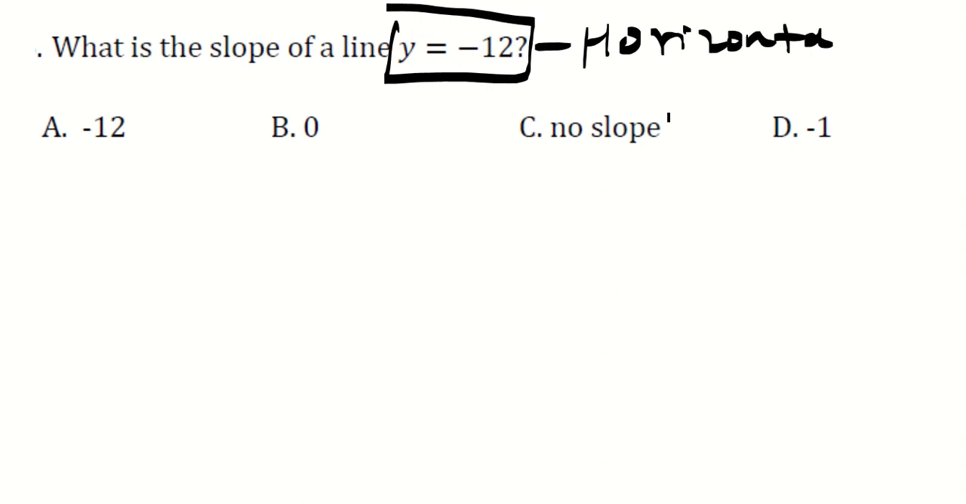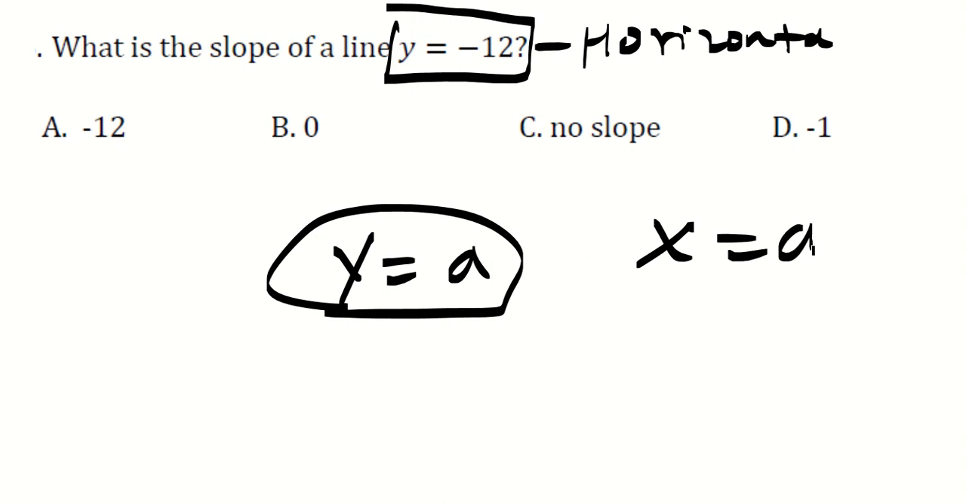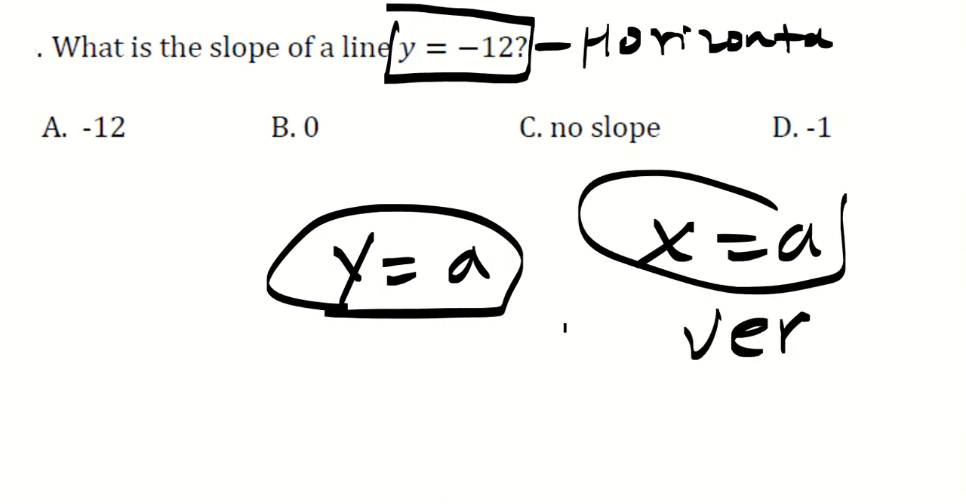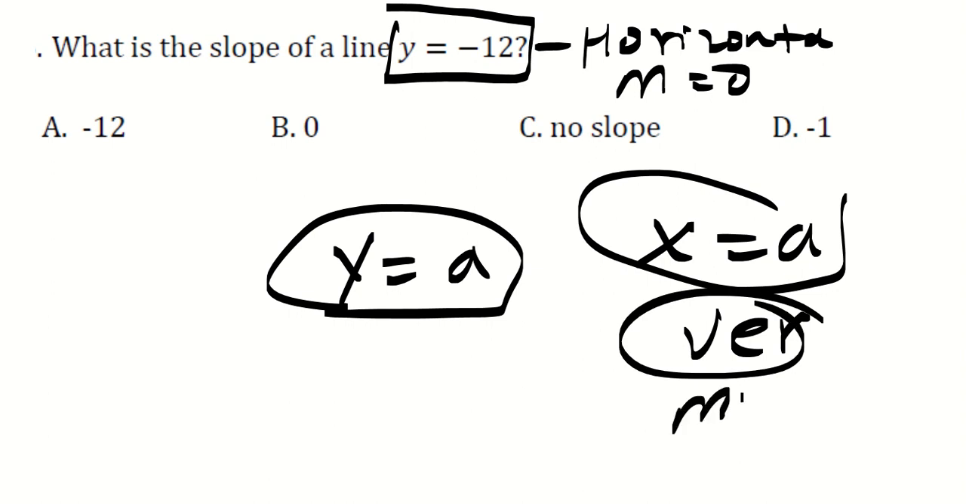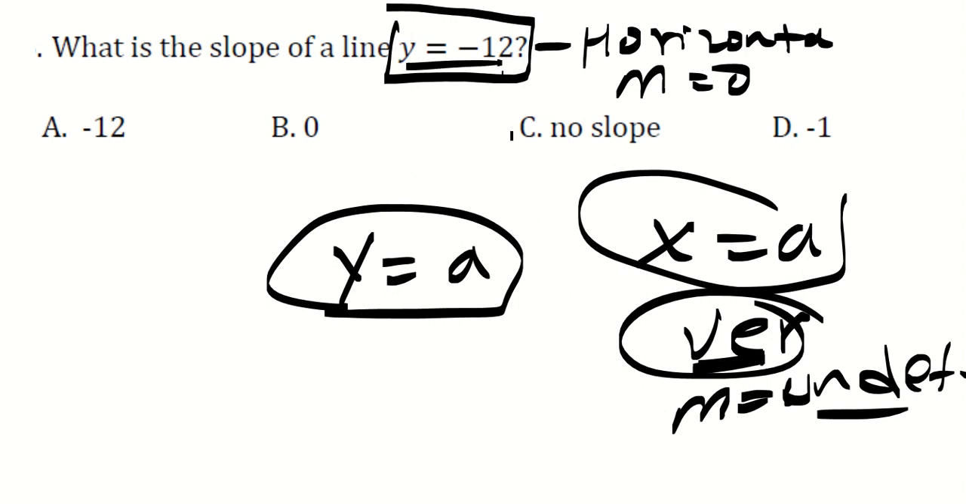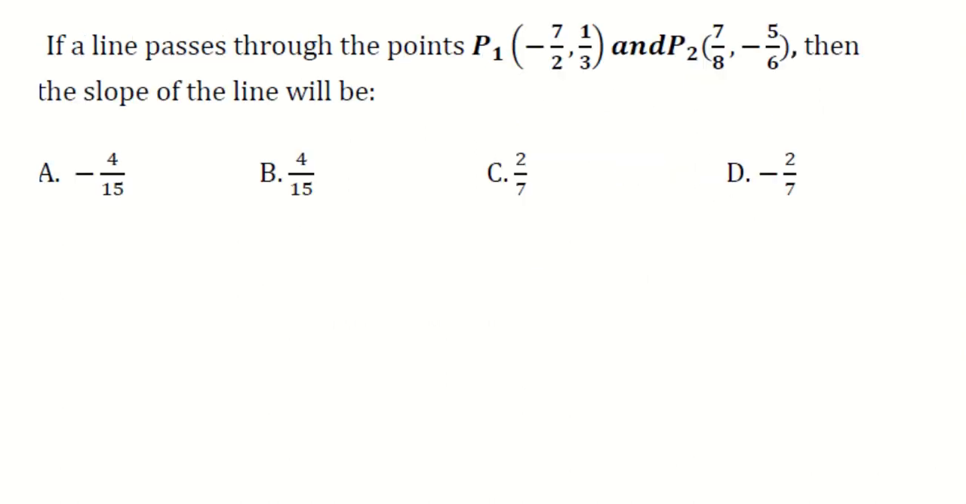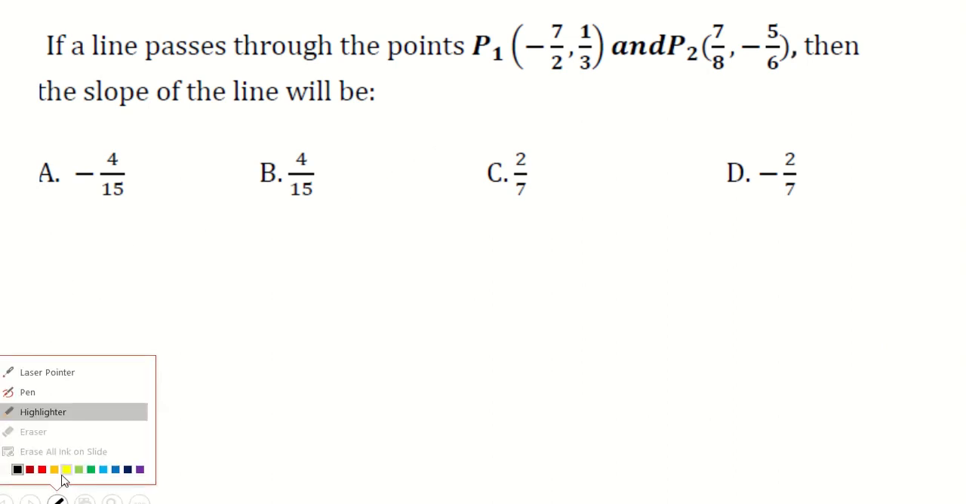Because I told you, y equal to just a constant is a horizontal line. If it is x equal to a constant, it will be a vertical line. So for a horizontal line, I told you the slope is 0. If it is a vertical line, the slope will be undefined or no slope. But in case of a horizontal line, what is the slope? It is 0. Common mistake: students try to see the -12 as a slope. No, take care.